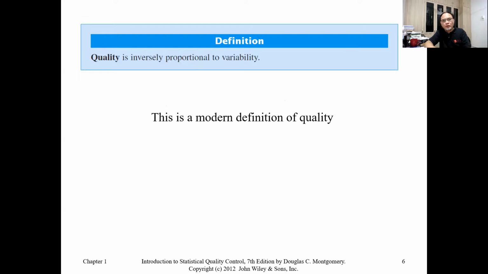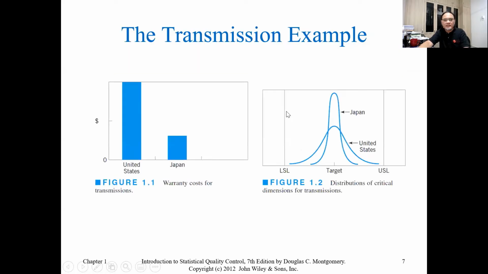the quality of a product depends on how much variability, or how much it deviates from its target value, or its intended value, especially in a technical manner.